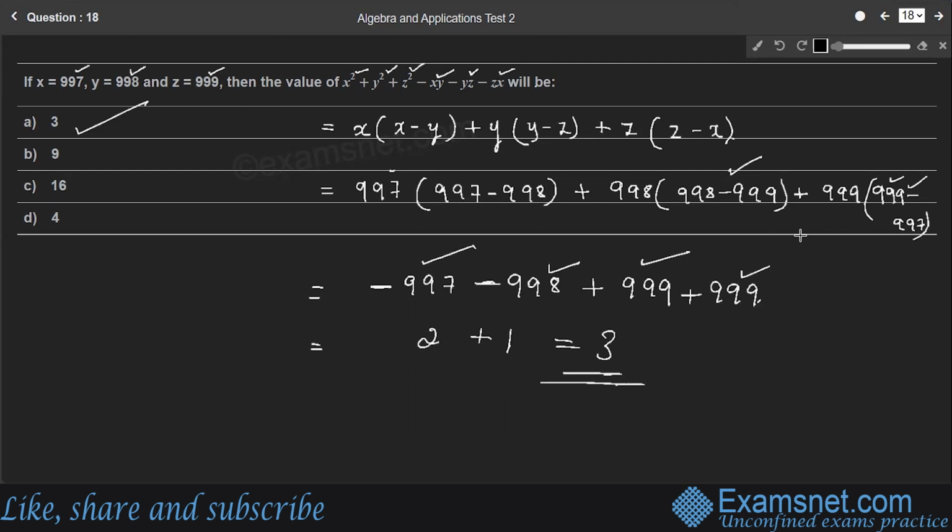Right? Here students, instead of going for squaring a huge number, right? We are directly taking the common terms here. Right? Since the differences are minus 1 and plus 2 here, and another difference is also minus 1, you can easily simplify. Right? So 2 plus 1 gives 3. Option A is the right answer.